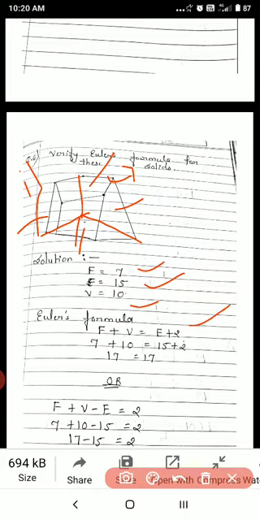Put the values of faces, edges and vertices, then you will get both sides equal. If after solving, putting in the values, you get both sides equal, then only is Euler's formula verified. In that case you can say that with the help of the given faces, edges and vertices, the polyhedron can be formed.